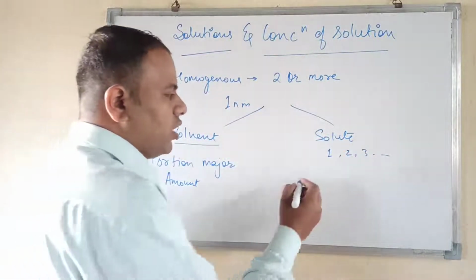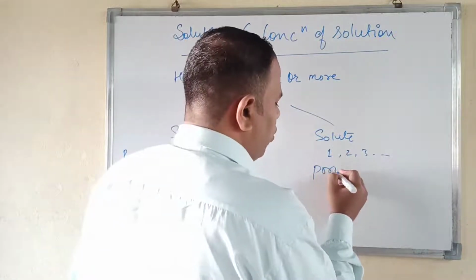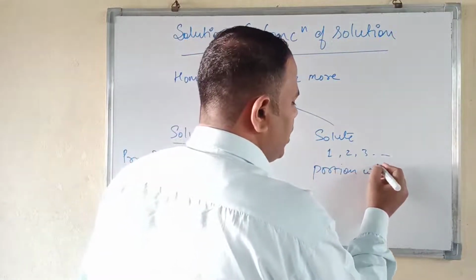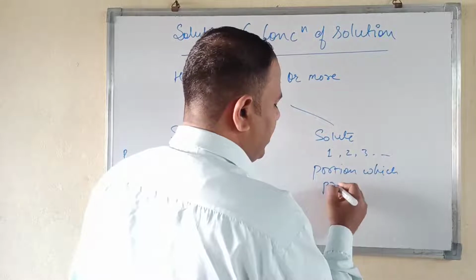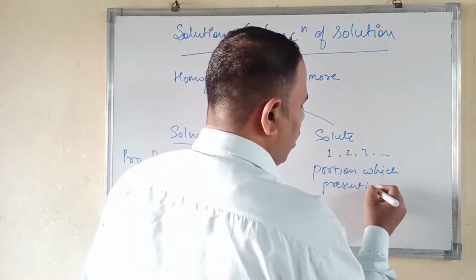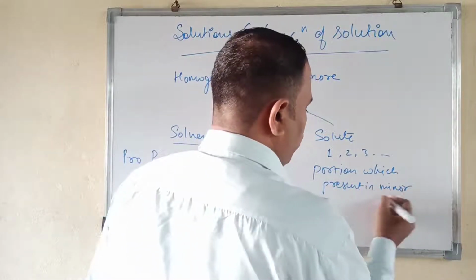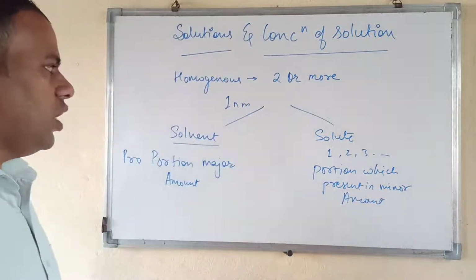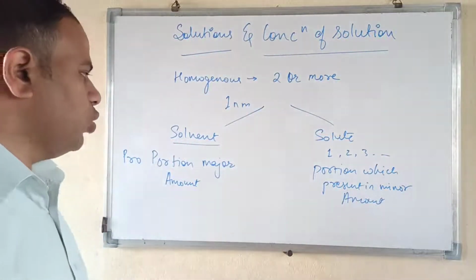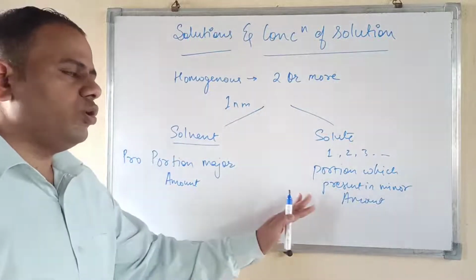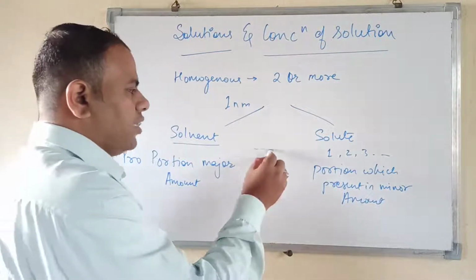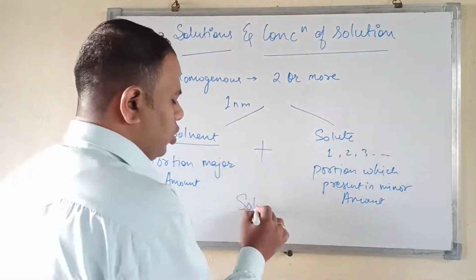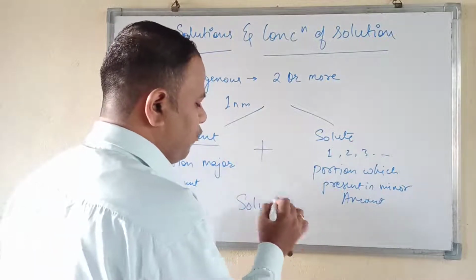The portion which is present in minor amount is called the solute. So the solvent and solute together combine and form the solution.